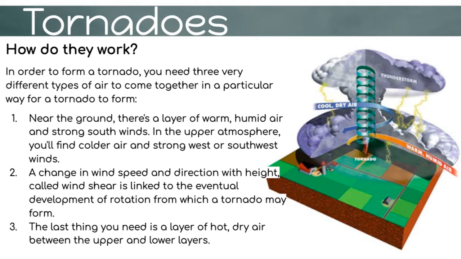So tornadoes. How do they work? In order to form a tornado, you need three very different types of air to come together in a particular way. Near the ground, there's a layer of warm, humid air and strong south winds. In the upper atmosphere, you'll find colder air and strong west or southwest winds. A change in wind speed and direction with height, called wind shear, is linked to the eventual development of rotation from which a tornado may form. The last thing you need is a layer of hot, dry air between the upper and lower layers.